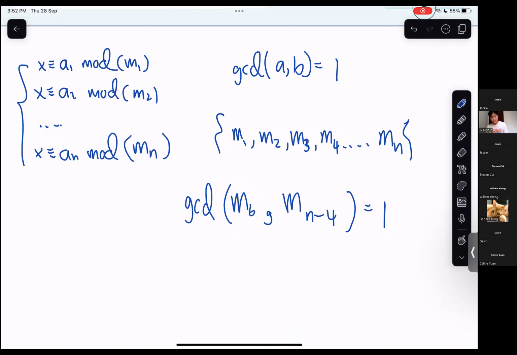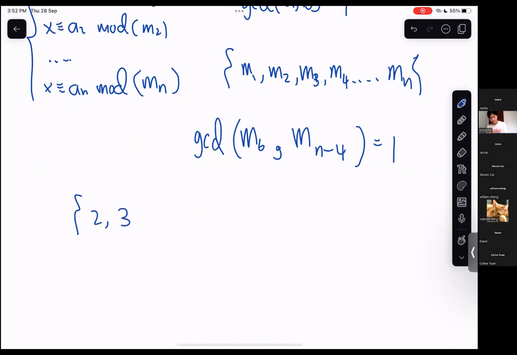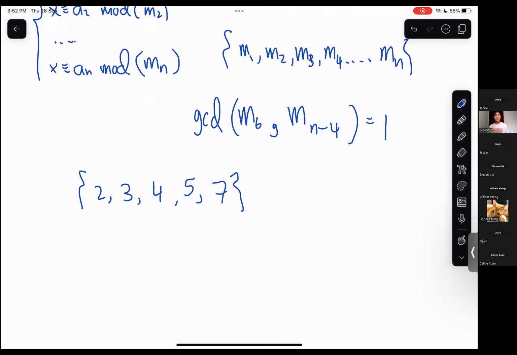So let's think about a set of numbers 2, 3. Is this set of numbers pairwise coprime? Okay, no, right? So why isn't it pairwise coprime? Does anyone want to share in the chat? Would you like to share that with everyone in the public chat?